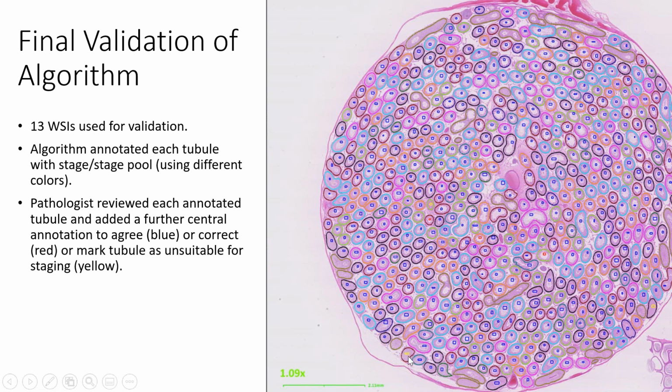Some of them you can see have got yellow squares. This is basically where the tubule was tangentially cut. It didn't have a good enough section for staging. So basically it was unsuitable for staging.